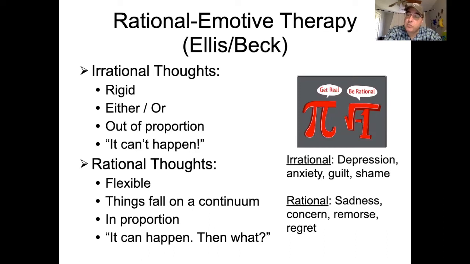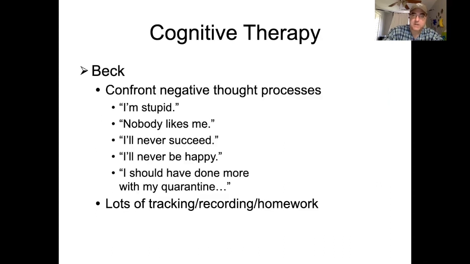And they can have regret. They can say, that's not a thing I wish I would do again. I regret having done that. If I had to do it all over again, I'd choose differently. But that is different from the destructive power of shame. So that's rational emotive therapy.